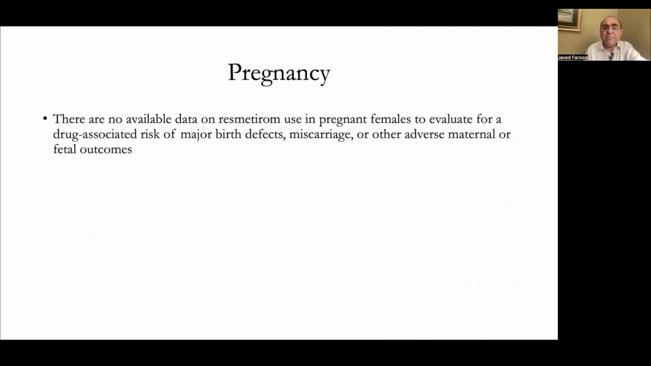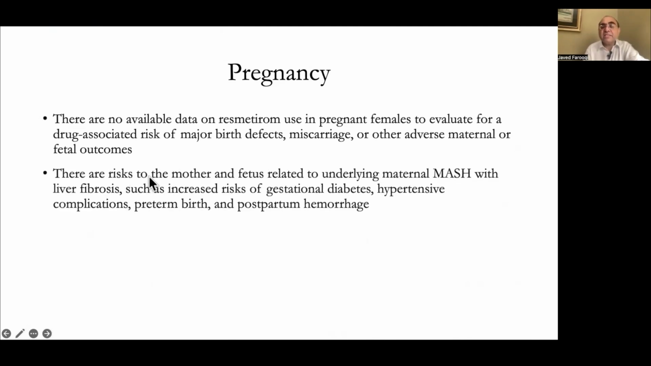In pregnancy, there are no available data on resmetirom use in pregnant females to evaluate for a drug-associated risk of major birth defects, miscarriage, or other adverse maternal or fetal concerns. There are risks to the mother and fetus related to underlying maternal MASH with liver fibrosis, such as increased risks of gestational diabetes, hypertensive complications, preterm birth, and postpartum hemorrhage. We know that.